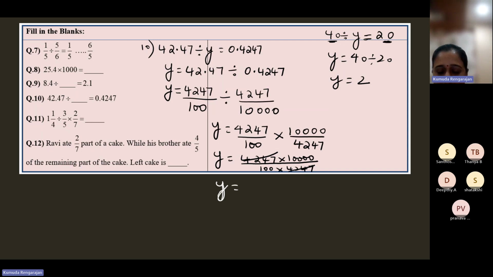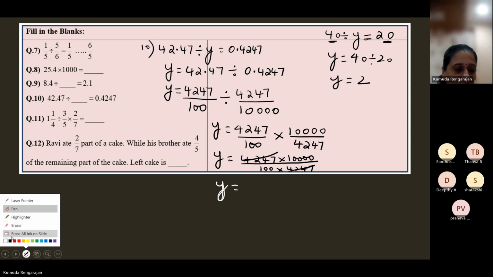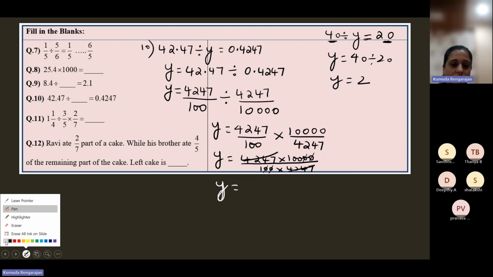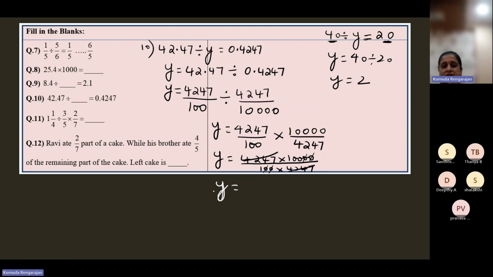So y is equal to, you can cancel the zeros. Do you know that? You can cancel the zeros in the numerator and denominator. 1 zero in the denominator, 1 zero in the numerator. The answer is 100. After canceling, we are just left with 100 in the numerator. Others are all 1. So, y is equal to 100.